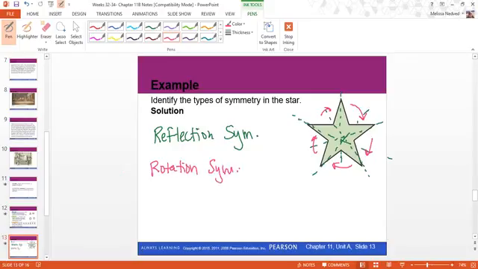I do not, however, have translation symmetry, as I don't have any sort of tiling going on. I don't have any sort of repetition from shapes. If I move this left or right, up or down, it's not going to fall upon itself. There's only the one picture there.